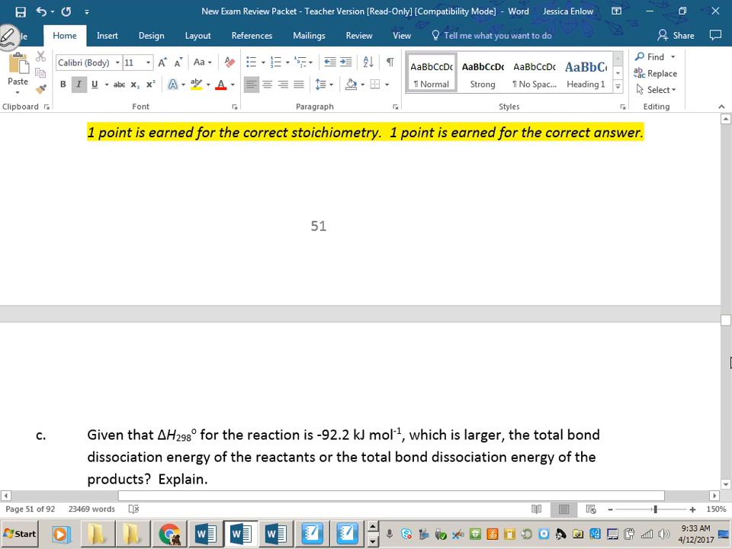All right, so let's finish up thermo. Given this delta H, negative 92.2 kilojoules, which is larger, the total bond dissociation energy of reactants or products? You guys tell me. Why products? Because you release more energy to make products. Okay, so due to the negative delta H of the reaction, it shows that more energy was released due to product formation than consumed in reactant bond breaking. Yes, okay, so something like that will work.